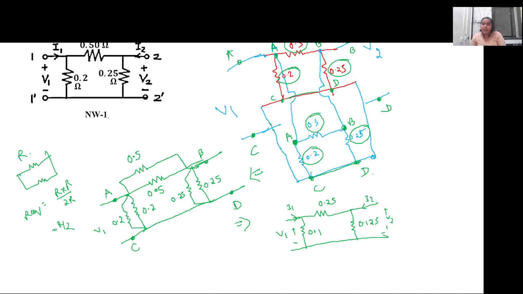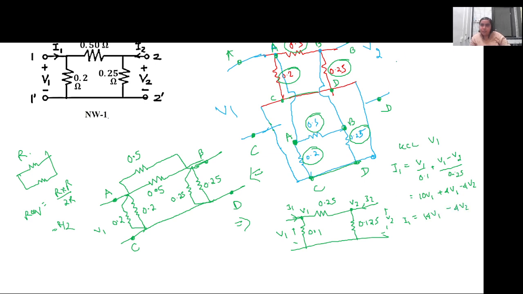Now if we simply calculate the Y parameter, in this case this node voltage is V2, this node voltage is V1, so we can write the equations of I1 and I2, right? If I apply KCL at V1, I'll get I1 equal to V1 by 0.1 plus V1 minus V2 by 0.25. So this is 10 V1 plus 4 V1 minus 4 V2. So I1 comes out to be 14 V1 minus 4 V2.